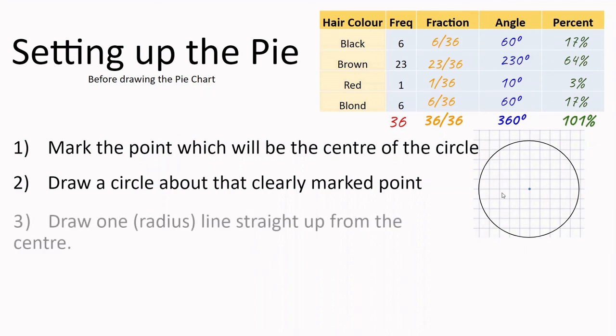Next, I'm going to draw one radius that is 1 line from the center point straight up. And that's going to be my start line.